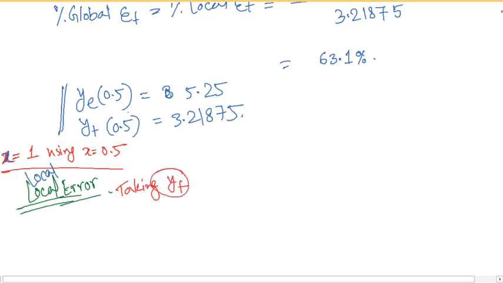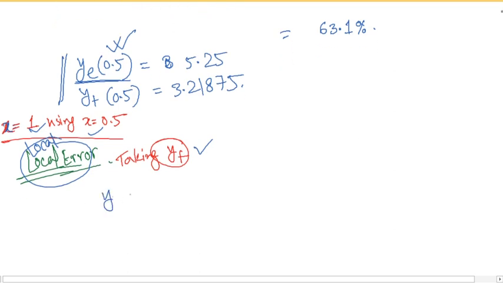yt. That means the true value is taken, only the error generated from this particular step will be calculated, that is local error. And the global error, the error will be retained from the previous calculation, that is we'll be using this value to predict the next one. Then the total error will be obtained here, that will be called global error, but local error will be taking yt.